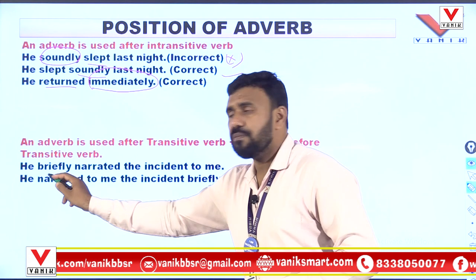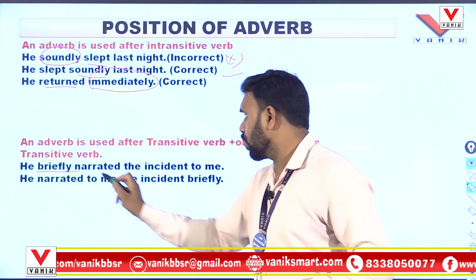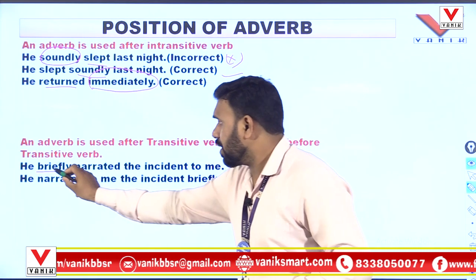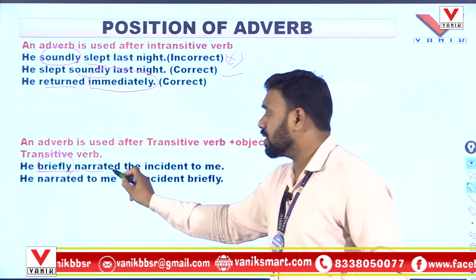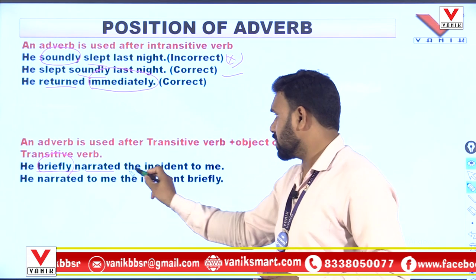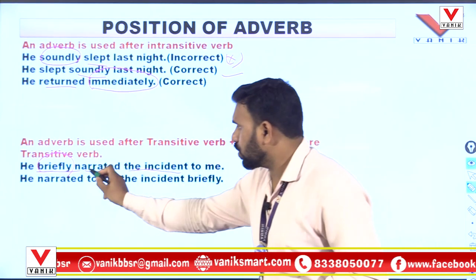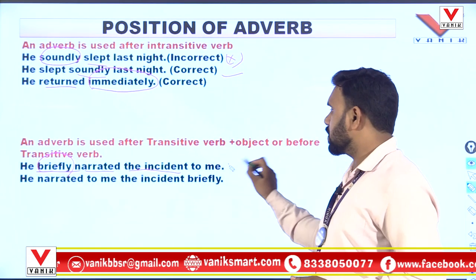Read this sentence. He briefly narrated the incident to me. Briefly is an adverb of manner. He briefly narrated. Narrated is what? It's a transitive verb. The incident, it's an object. So, dekho eti transitive verb ro purva rupasichi. This is the correct one.